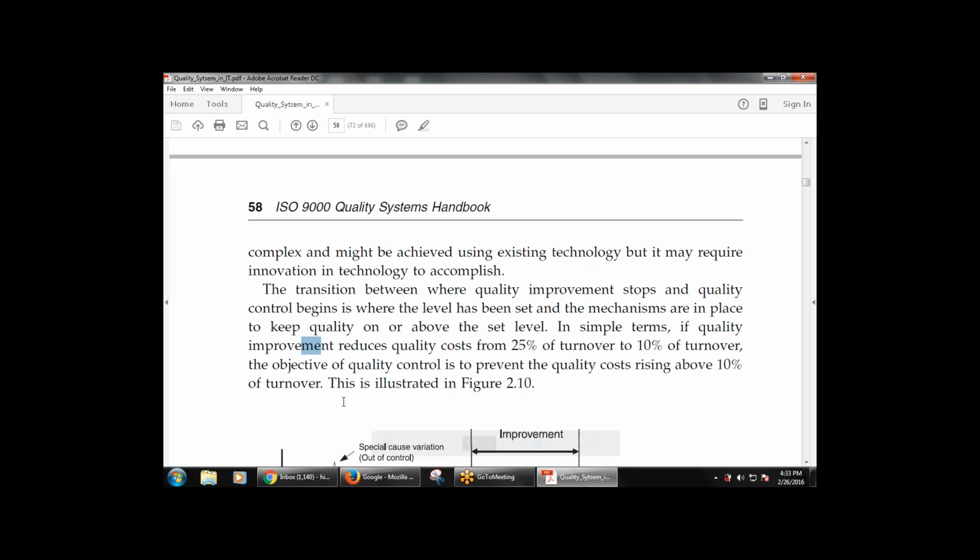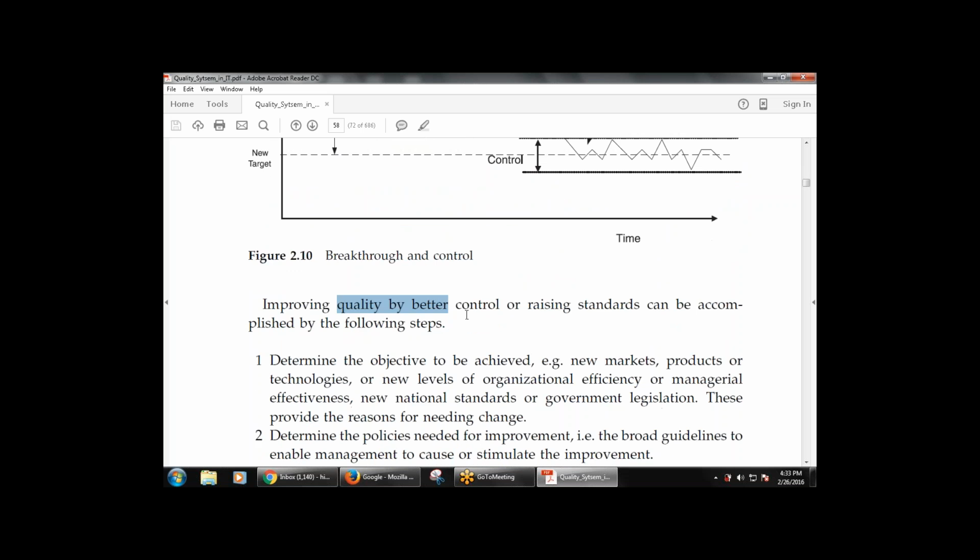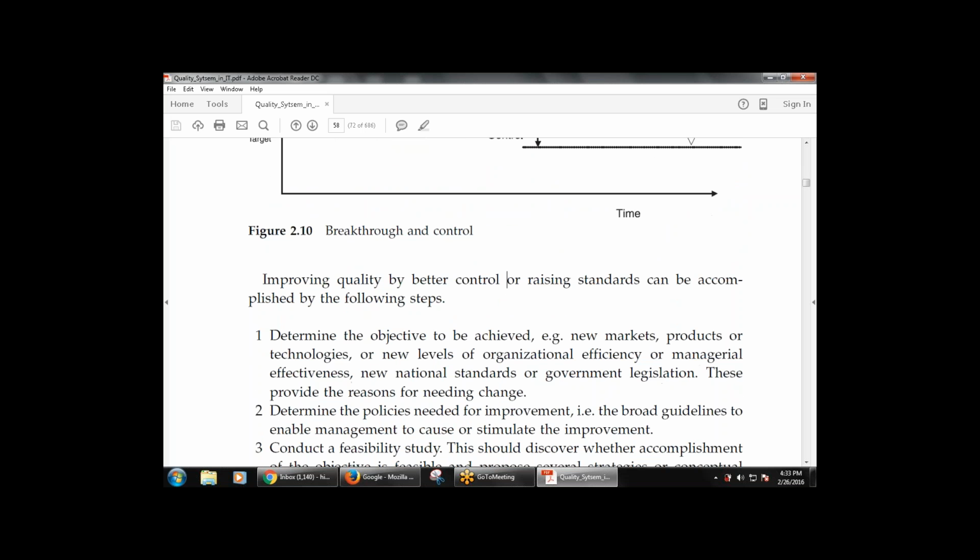This is one of the diagrams that shows quality improvement and quality management. There are multiple quality improvement concepts that are used, available under the quality management principles. Improving quality by better control or raising standards can be carried out with the use of the quality management principles.